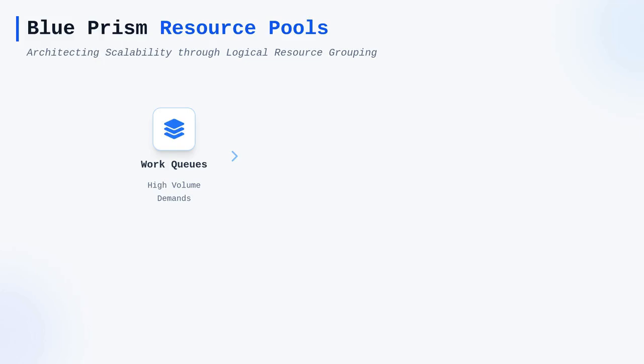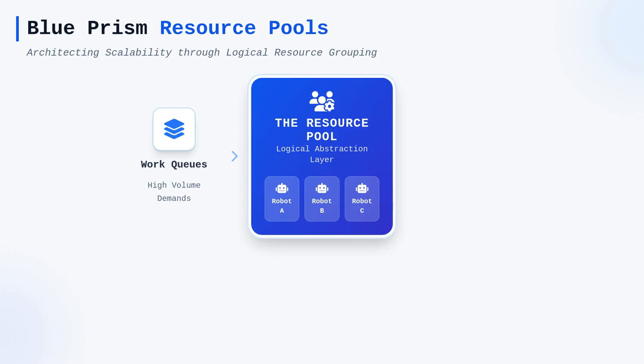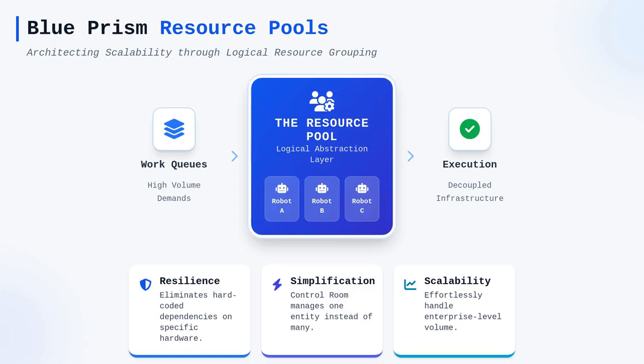Instead of targeting a specific individual machine, you target the pool name, which abstracts the underlying infrastructure and simplifies session management significantly. This architecture is inherently modular, as it decouples the process execution from the specific hardware instance. By grouping robots this way, you allow the Blue Prism control room to view a single point of availability rather than managing individual resource states. Understanding this abstraction is fundamental to achieving a resilient automation environment that can handle enterprise-level demands without hard-coding specific resource dependencies.